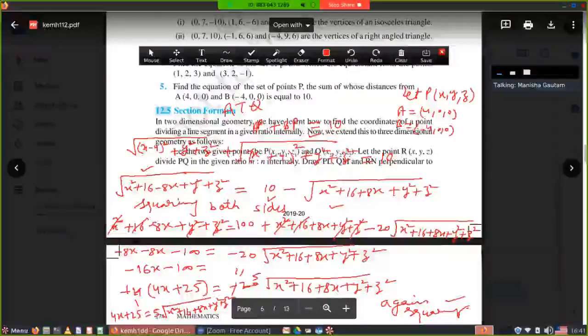Again squaring, what will you get? You will get the statement (4x plus 25) whole square is equal to 5 square, square of 5 is 25, and the root is cancelled by the square, that is x square plus 16 plus 8x plus y square plus z square. Now this is the part which you have to solve on your own.